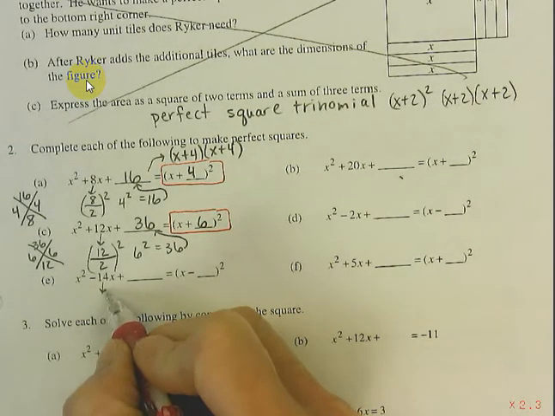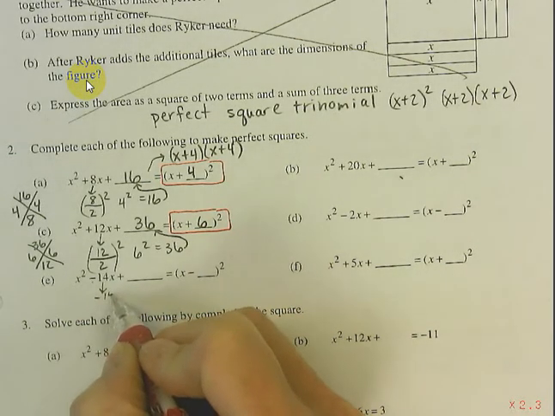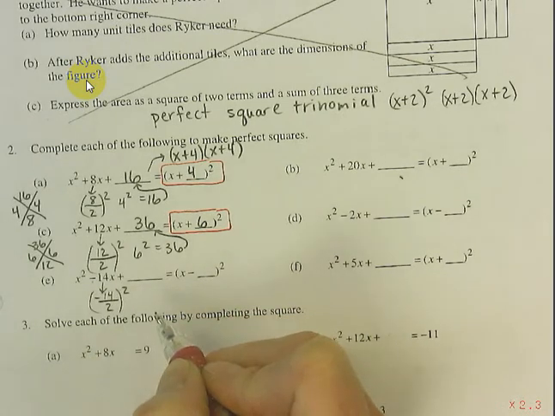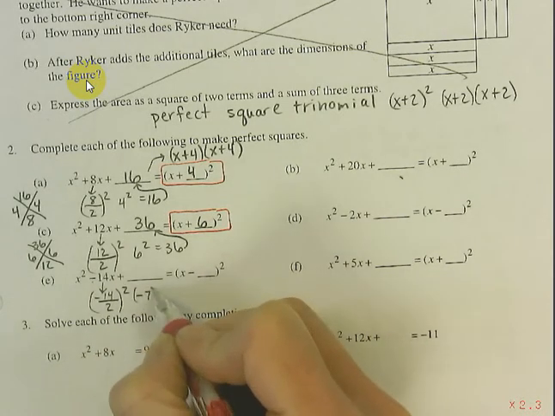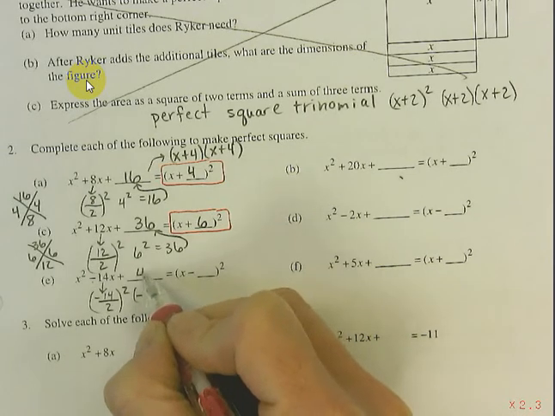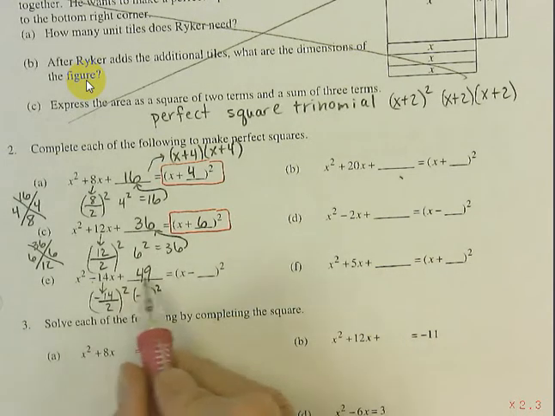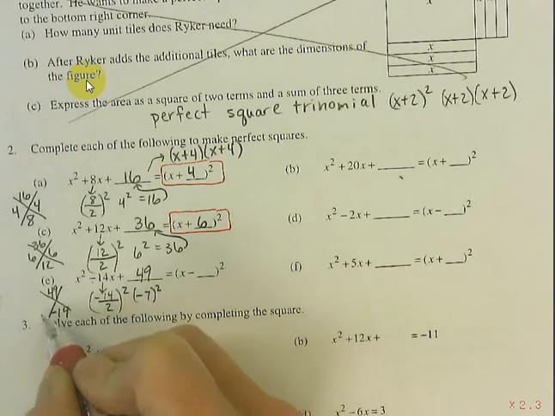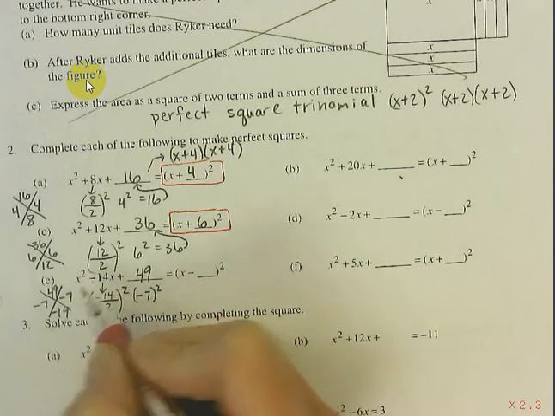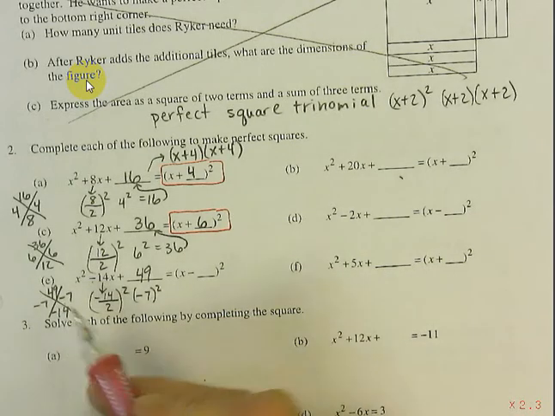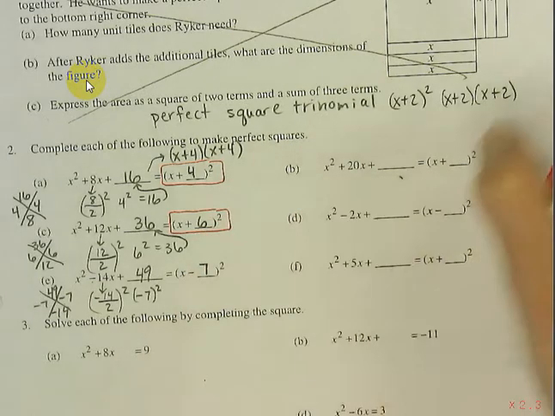This one happens to be a negative, so we're going to take negative 14 divided by 2, half of b, square it. So that's going to be negative 7 squared. Negative 7 times negative 7 is a positive 49. So again, check to see if this factors. Multiplies to be 49, adds up to negative 14. The two numbers are negative 7, negative 7. So it should factor to be x minus 7 squared.